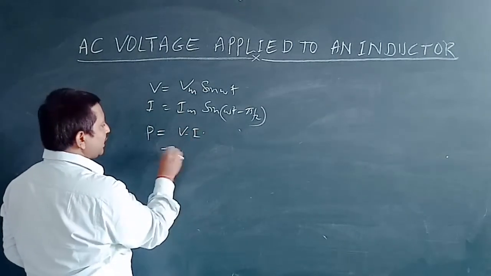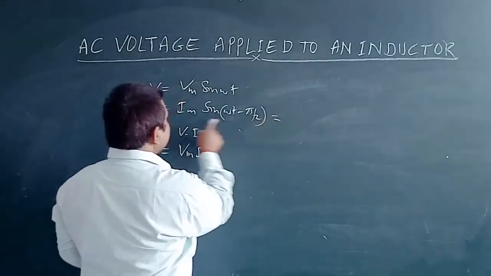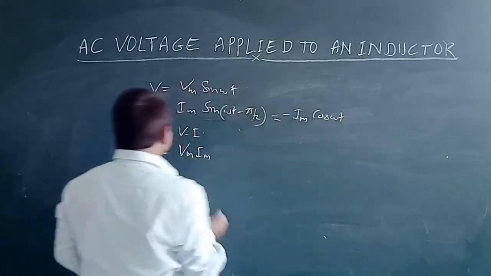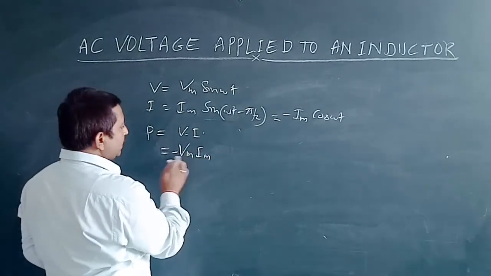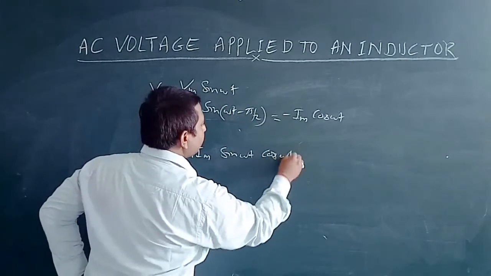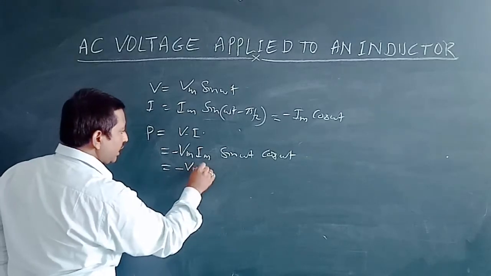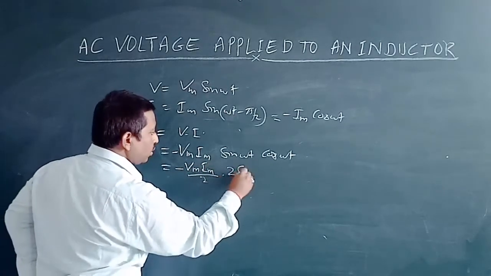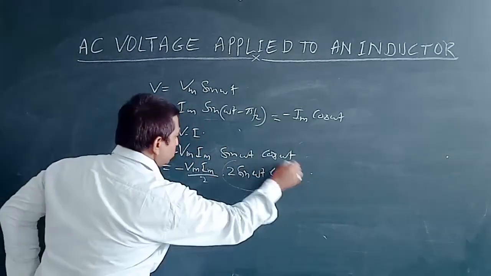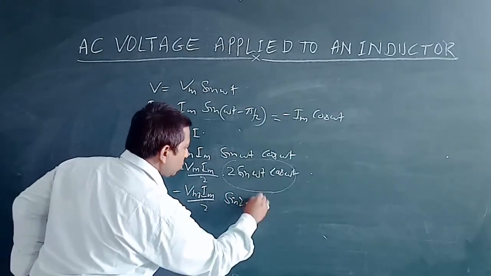So if you find out what will be the instantaneous power loss across the inductor, it will be equal to V dot I. It means Vm dot Im, and this can be written as minus Im cos omega t. So this will be equal to minus of Vm Im, sine omega t from here and cos omega t from here. If we multiply and divide by 2, then we get minus Vm Im by 2 dot 2 of sine omega t cos omega t. So this becomes minus Vm Im by 2 sine 2 omega t.